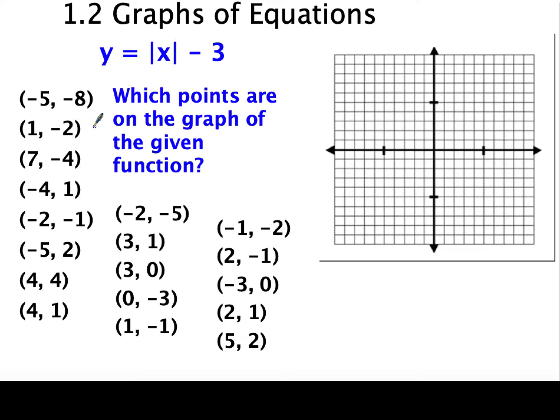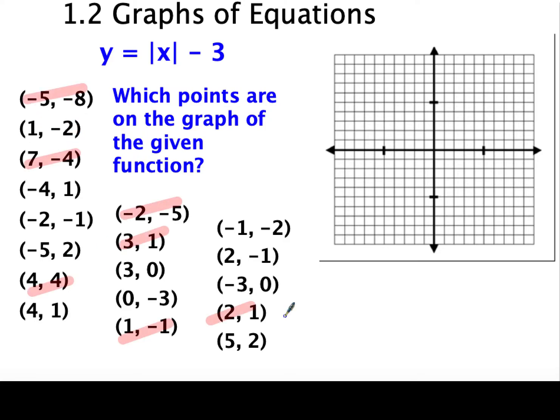So I could kind of go through my list and say, well, 1 is already positive. 3 less than that would be negative 2. That's a good point. 7 is positive, but again, 3 less than that would have been positive 4, so that's not a good point. I could kind of go through my coordinates and figure that out. I could also just take all the x values, plug them in, and calculate them all out, but it's kind of doing the same idea. So in that case, we could go ahead and do that.